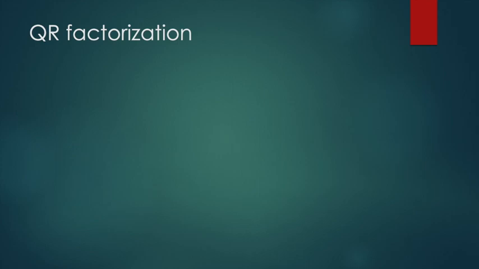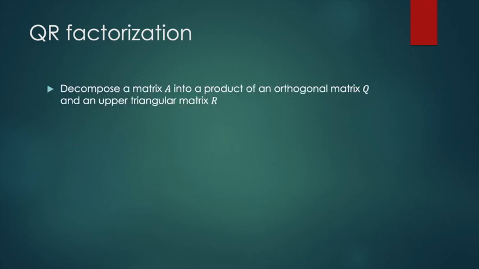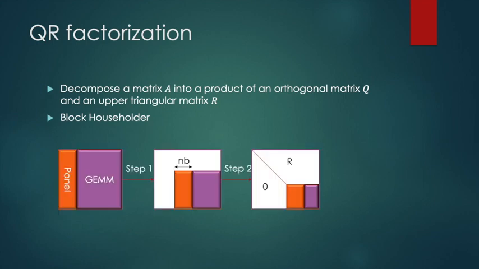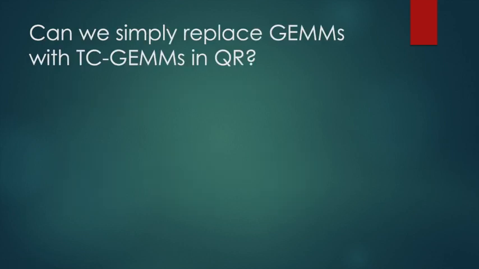QR factorization is the decomposition of the matrix A into a product of an orthogonal matrix Q and an upper triangular matrix R. The conventional QR factorization algorithm uses Householder transformations. The entire block Householder QR factorization is shown in the figure. Similar to block LU factorization, the block Householder QR factorization also consists of panel factorization and trailing matrix update. We first factorize the tall and skinny panel and then we perform GEMMs to update the trailing matrix. So, can we simply replace GEMMs with TCGEMMs in block Householder QR factorization, just like what MAGMA does?